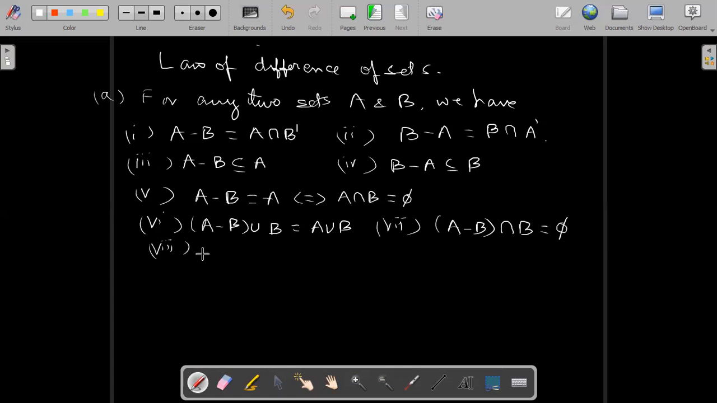And the eighth property: A minus B union B minus A, that is the symmetric difference. It can also be written as A union B minus A intersection B, because the intersection is just excluded.